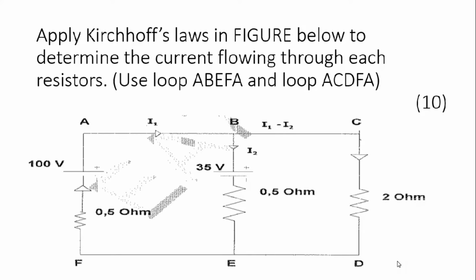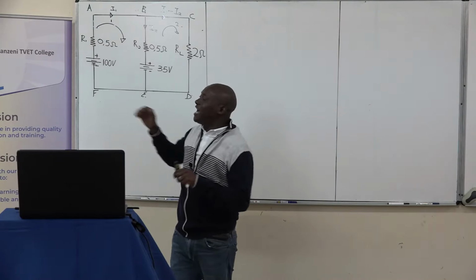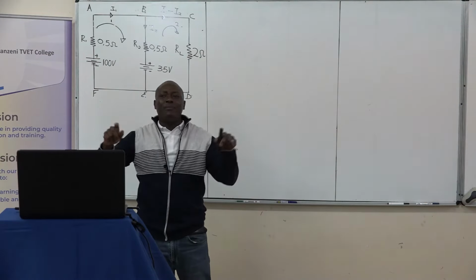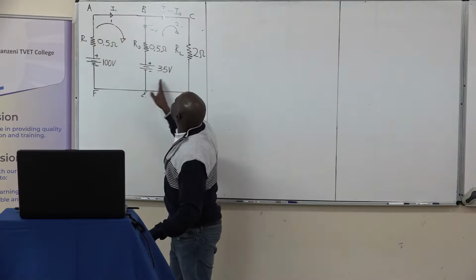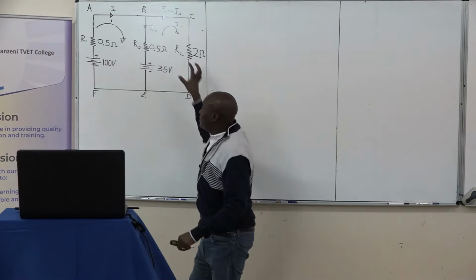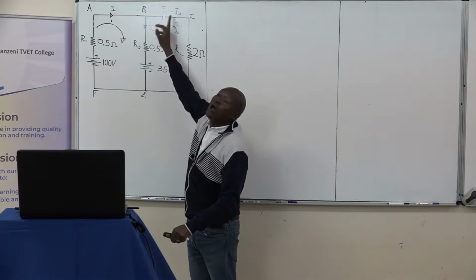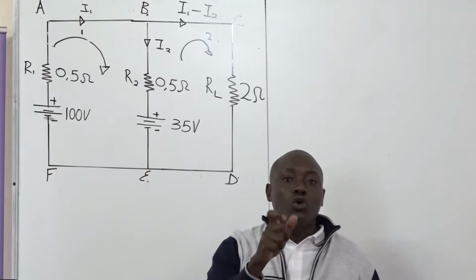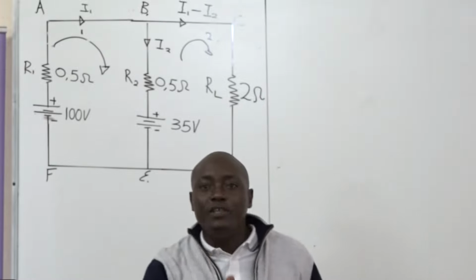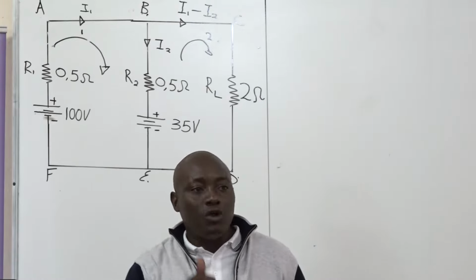So here is the part of the question saying apply Kirchhoff's law by using the figure that we've been given, and determine, mostly, the current. Even if they didn't say which current, if they say determine the current, it must be all the currents entering your junctions. So I'm having I1, I2, and I1 minus I2. Those are the currents that we are going to calculate.